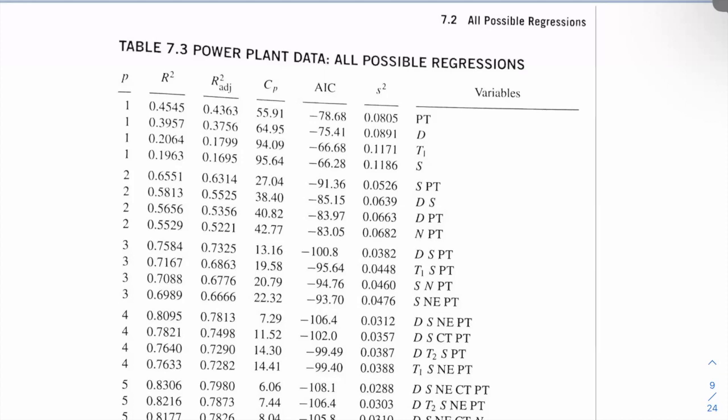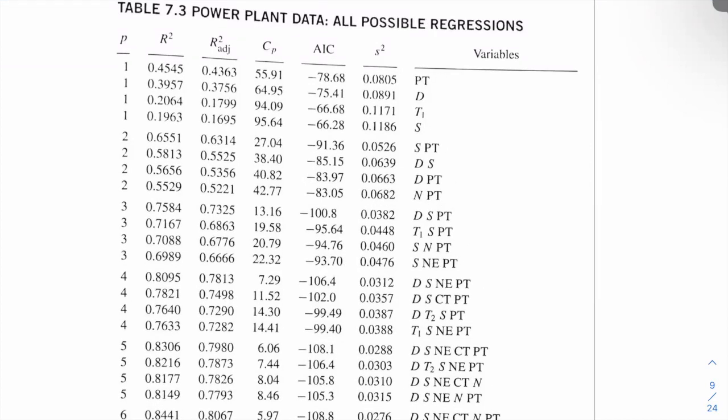So all the criteria are listed: R squared adjusted, Cp, AIC, and S squared. I'm going to talk about AIC and S squared. The variables are here, these are different characteristics of the power plant that help you predict the yield. So what do we see? How do you interpret these results?